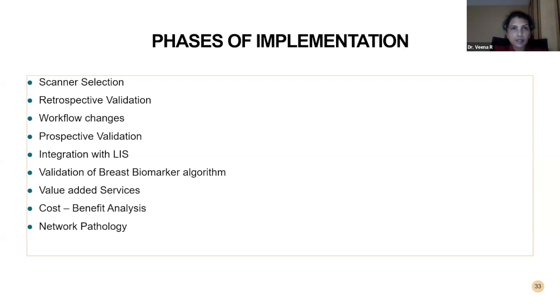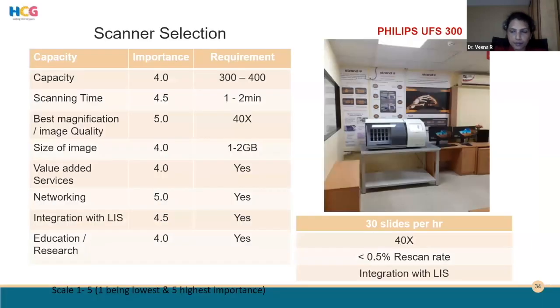So we started with the implementation in a phase-wise manner, starting from the selection of a scanner, validation of a scanner, then bringing in workflow changes to adopt to this technology, then doing a prospective validation, integrating this with our LIS system, and then validation of our machine learning algorithm, then what are the other value added services that this technology could provide us, and then validating them, and doing a cost benefit analysis, and building up the pathology network in HCG.